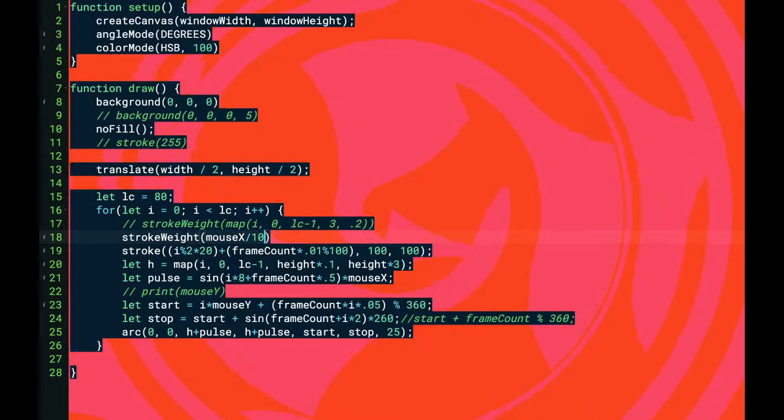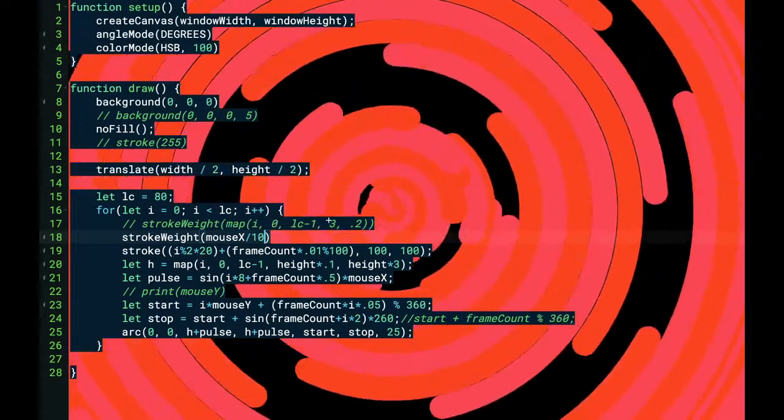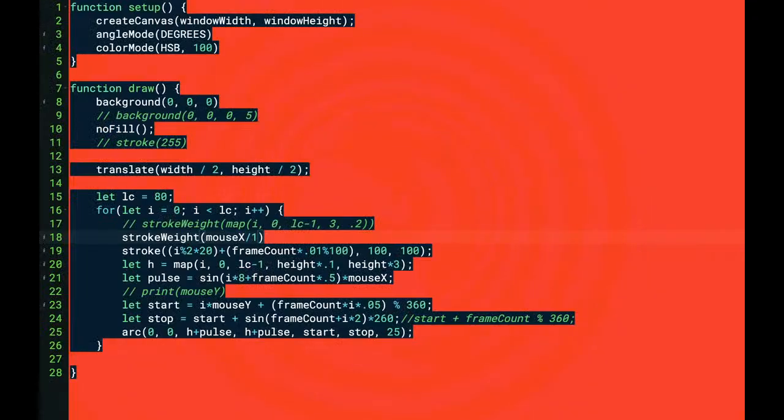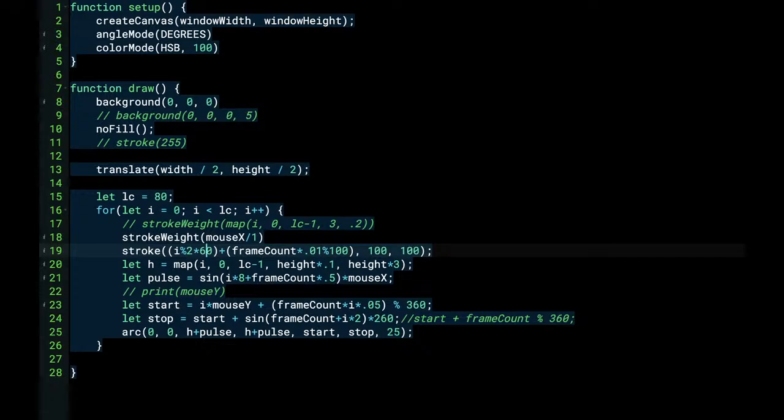Mouse X divided by 10. That's also interesting, letting these things be huge and what happens when they're overlapping. It might be hard to see there. That creates some interesting breaking into each other. We can't really see it. Maybe if I make this bigger gaps of color, you can see it. There we go.